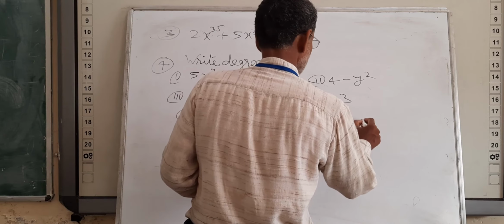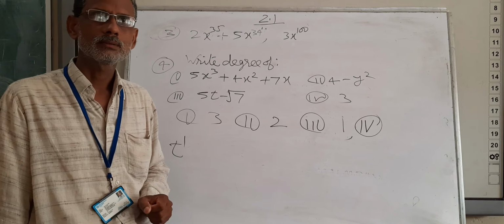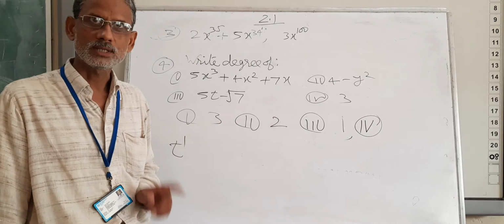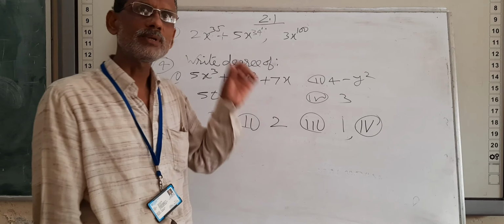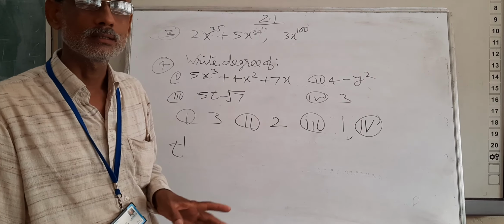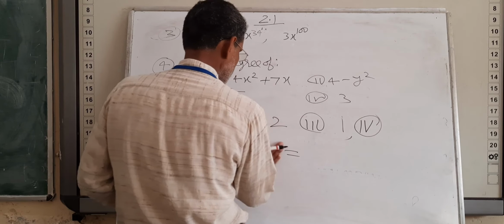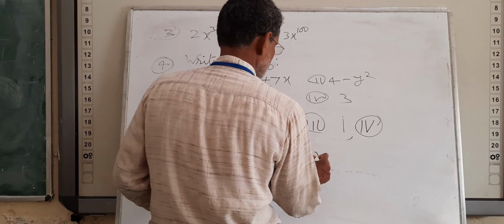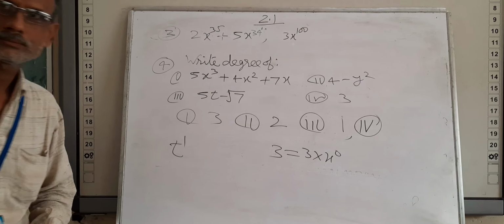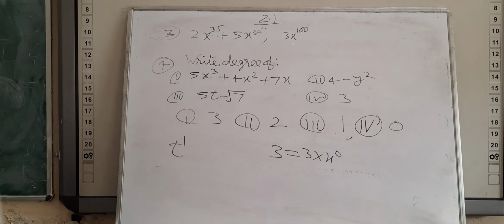What is the degree of the fourth polynomial? No. What is no? No is not any number. 0. Yes. Every real number, every constant is always a polynomial of 0 degree. Clear? Because it can be written as 3 into x power 0. Clear? Sit down. Thank you. Therefore, the degree of the fourth is 0.